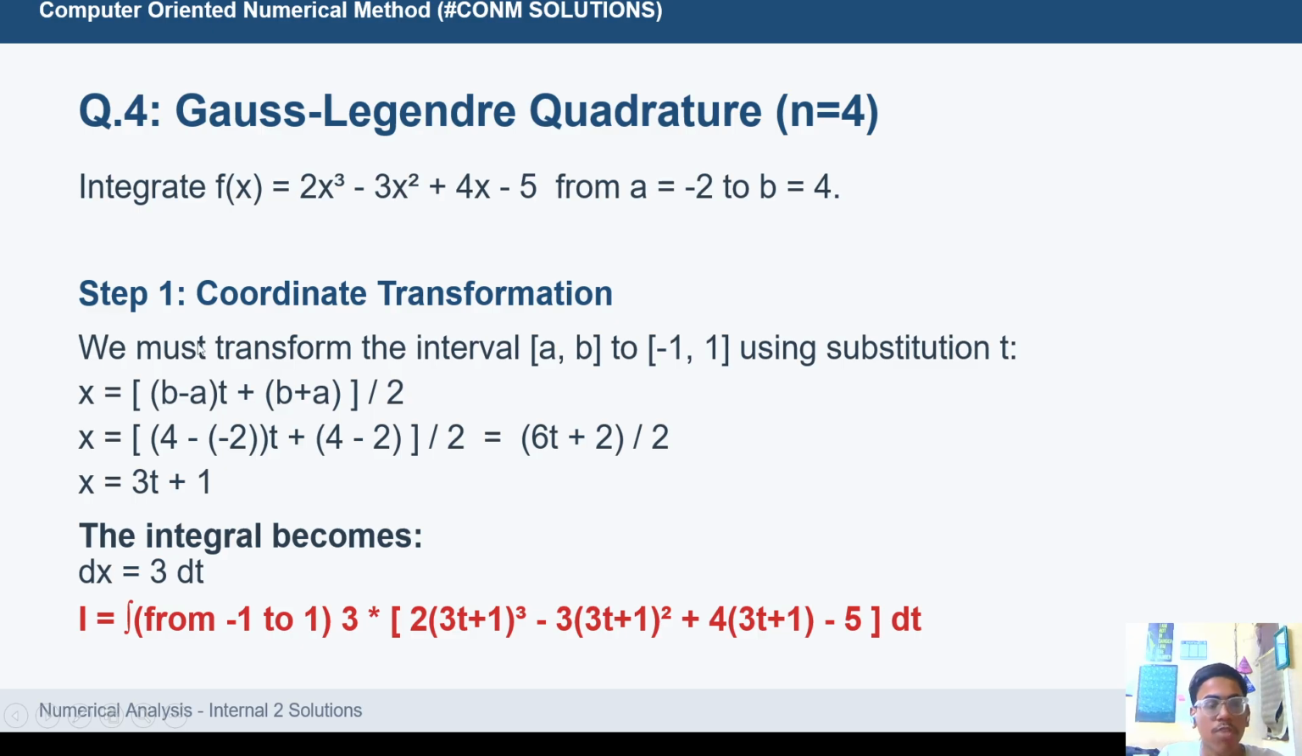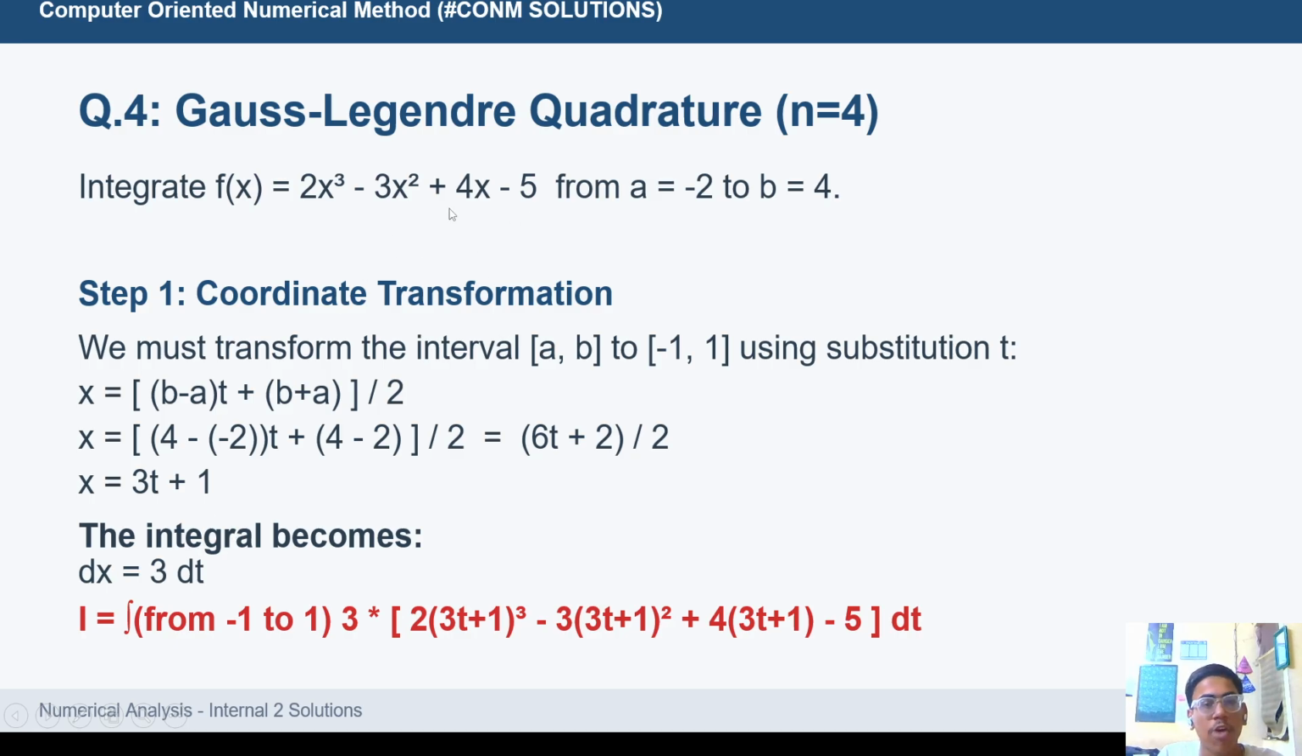So what we will do, we will substitute the value of x in this given equation. What is the formula for x for converting this limit from minus 2 to 4 to minus 1 to 1? It is (b minus a) by 2 times t plus (b plus a) by 2. The values of b and a are given here. We will put the values, and x will come 3t plus 1. Also, what is dx here? dx will be 3dt, as the derivative of 3t is 3 and of 1 is 0. So it will be 3dt.